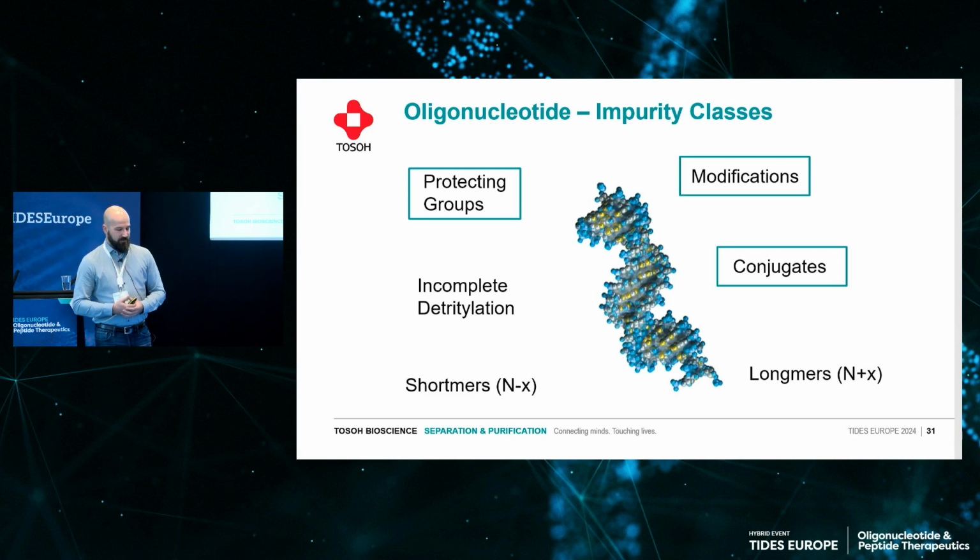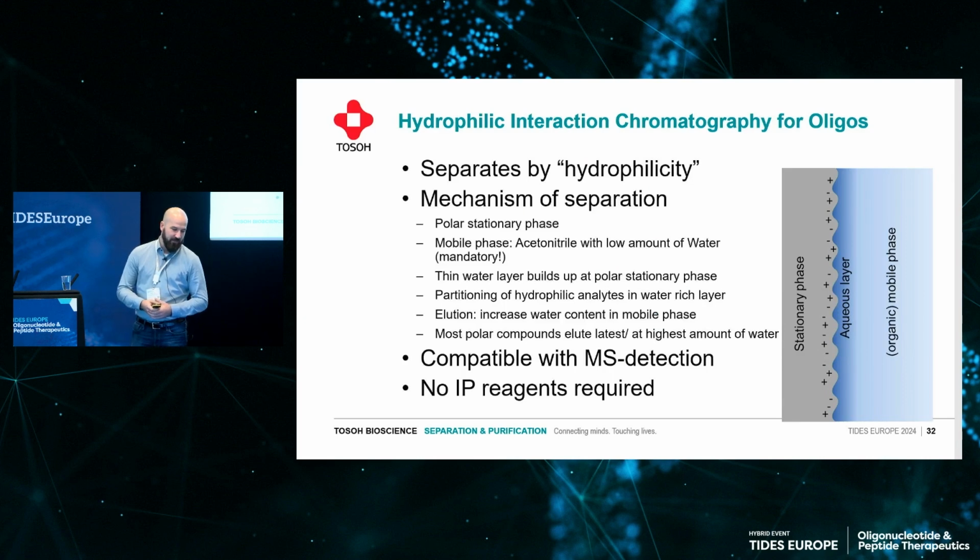Then looking at the last 3 points about other protection group modifications or conjugations, there has also been a presentation roughly an hour ago looking at this. It's about hydrophilic interaction chromatography, so HILIC, for oligo analysis.